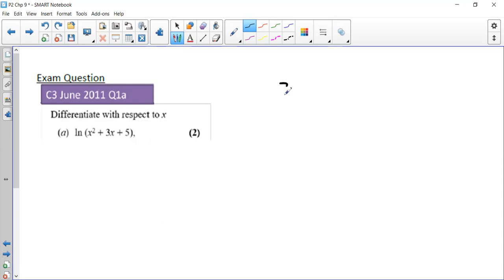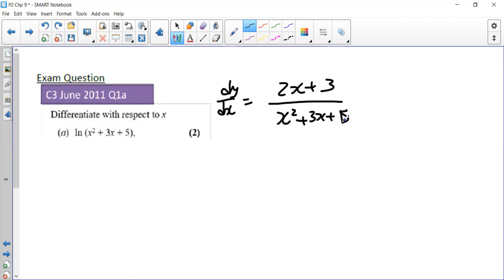Right, the final answer is just 2x plus 3. So dy by dx equals 2x plus 3 over x squared plus 3x plus 5. If you got it right, well done to you. And then you can go off and do the homework. If you don't, let's go through why.